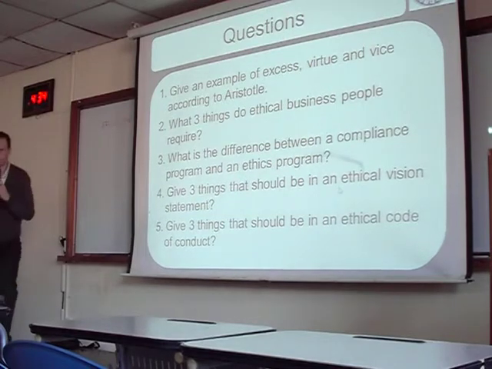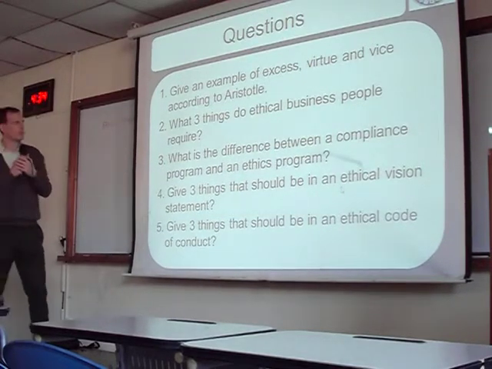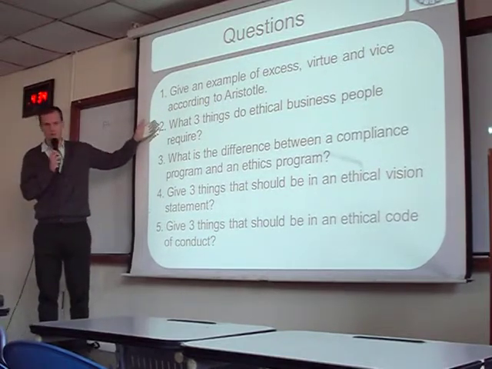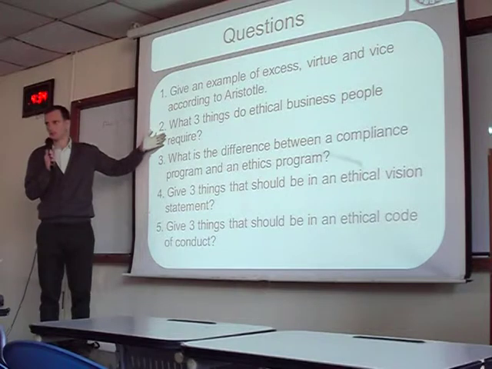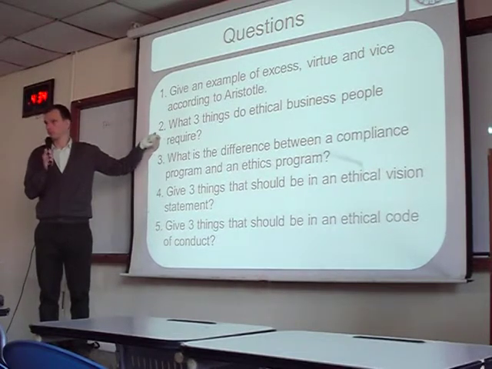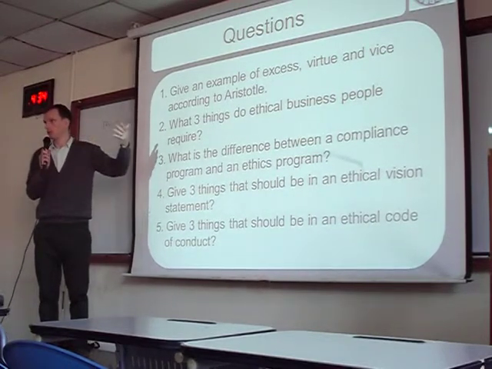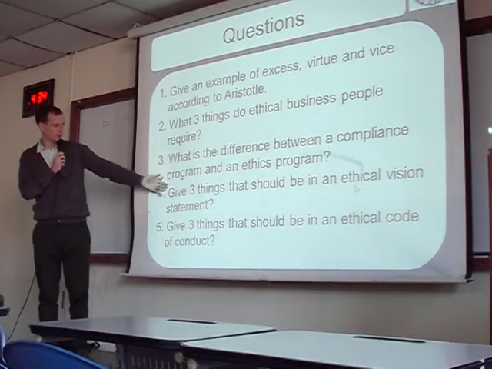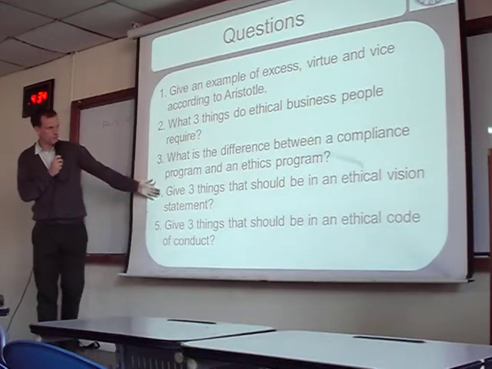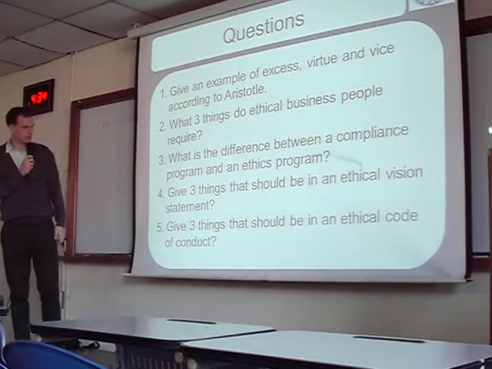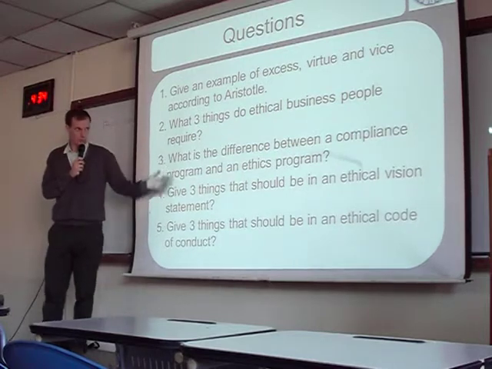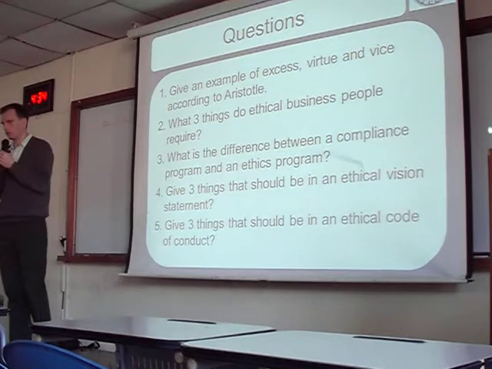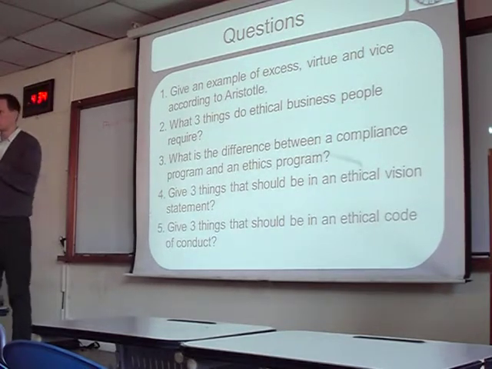So let's discuss some questions with our partner. Give an example of excess virtue advice according to Aristotle. What three things do ethical business people require? In order to become ethical and act ethically, what three things do we need? What is the difference between a compliance and ethics program? Give three things that should be in an ethical vision statement. And we talked about more than three things. And give three things that should be in an ethical code of conduct. So it's like review. Okay, so discuss with your partner.